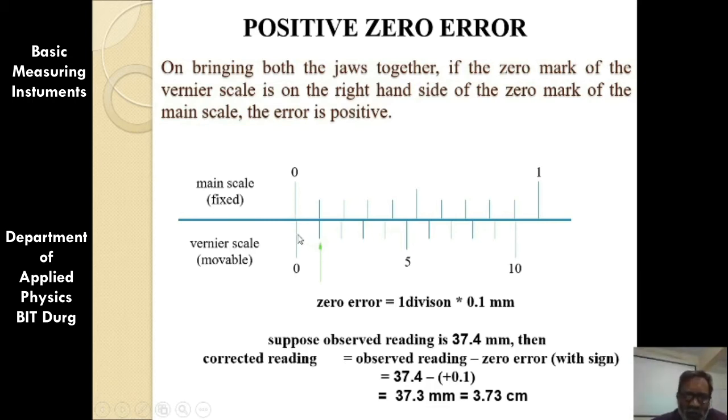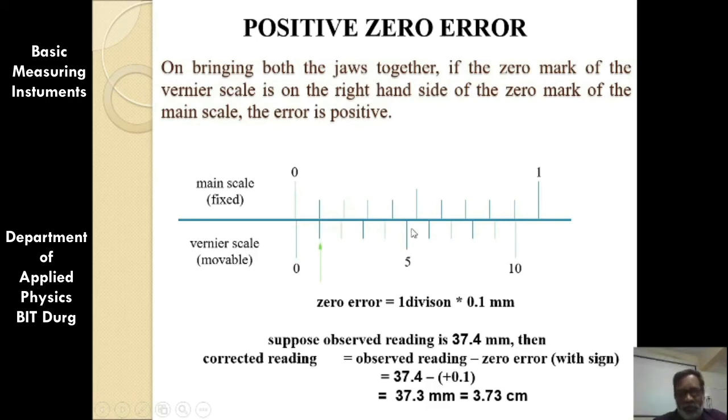Because it has not reached the mark, there is an error. And this type of error, where a certain more distance is to be moved for the reference line of the vernier scale to reach the reference line of the main scale, is known as the positive zero error. So we are talking about zero error. The two zeros, that is the two references of the main scale and vernier scale, are not coincident. So this is a positive error.